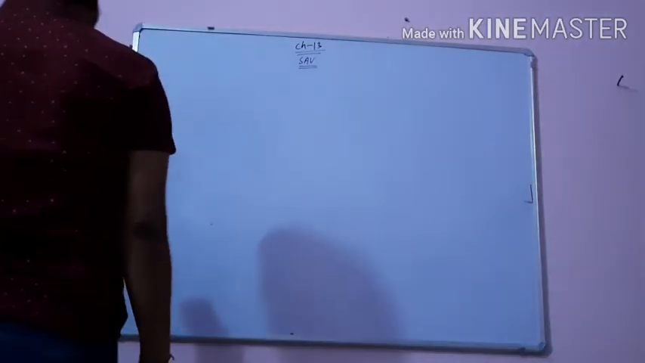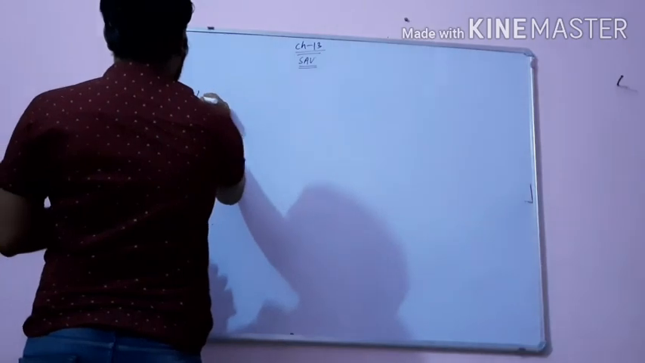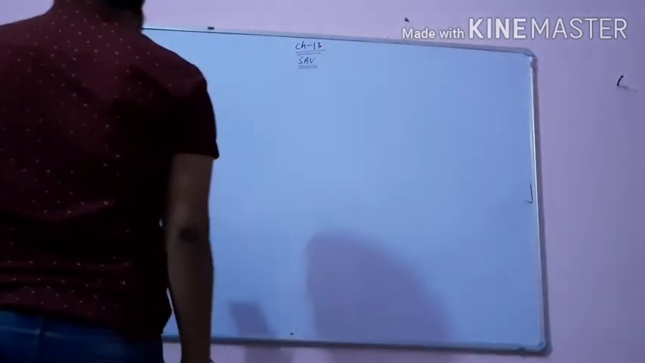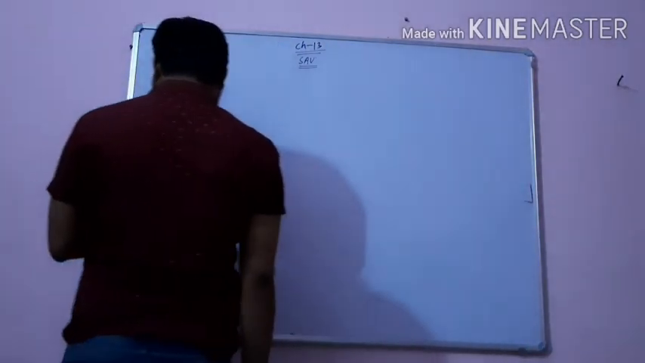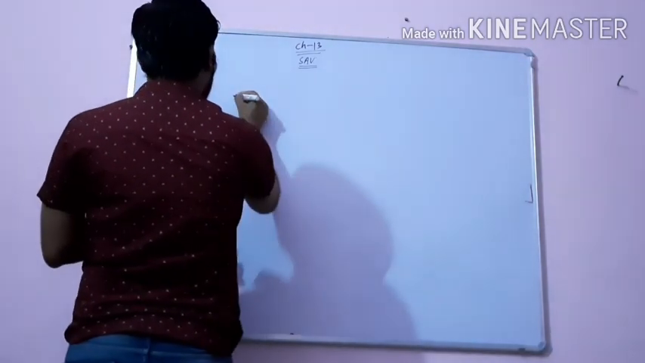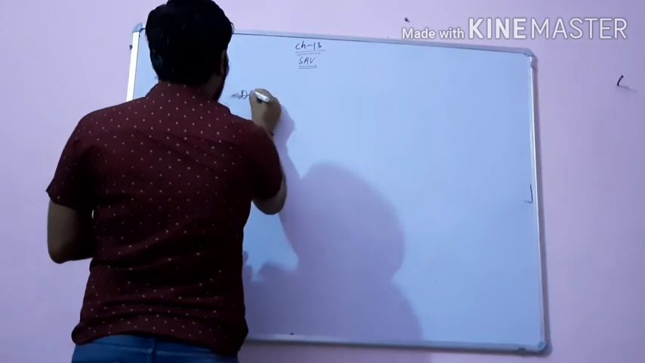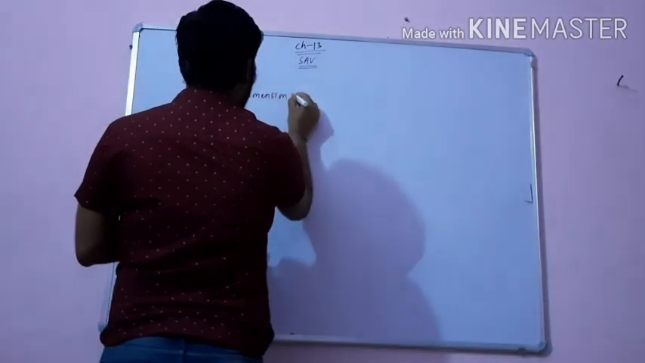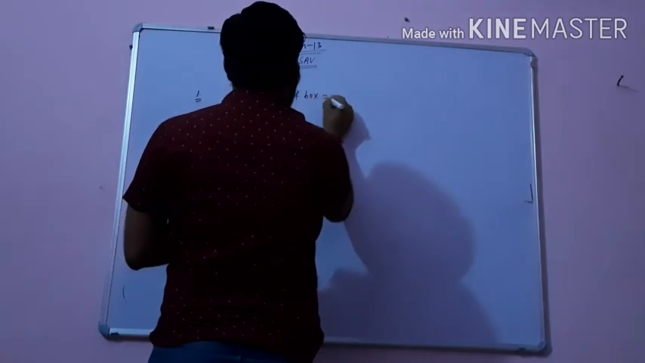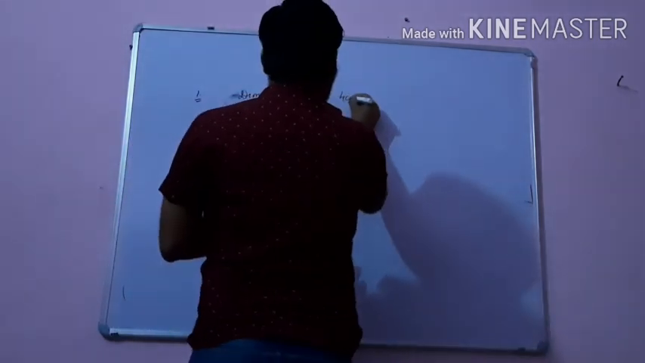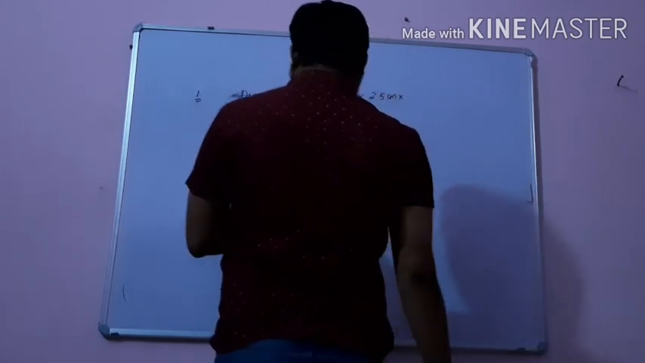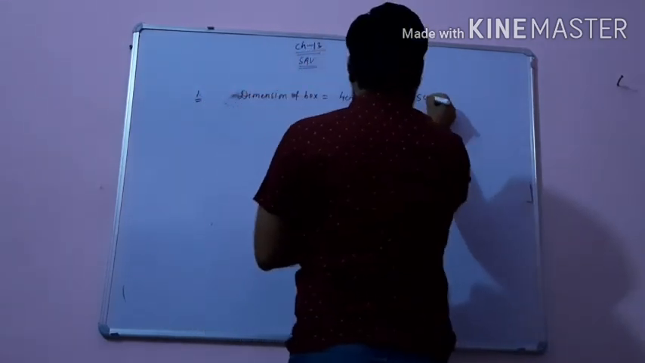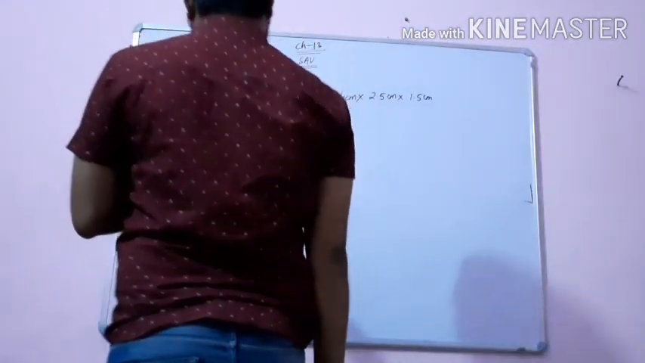A match box measures 4 centimeter, 2.5 centimeter, 1.5 centimeter. Now the dimension of the box is given: 4 centimeter multiplied by 2.5 centimeter multiplied by 1.5 centimeter. This is the dimension of the matchbox. What will be the volume of a packet containing 12 such boxes?